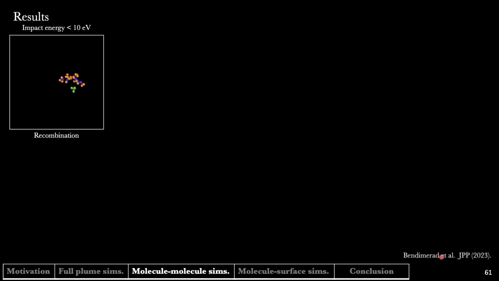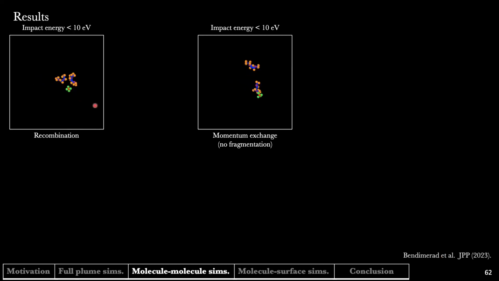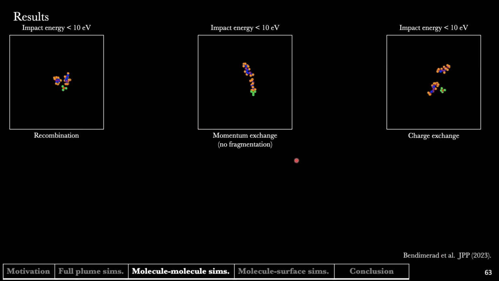And here is what we observe in the simulations. So at small impact energies, we see recombination. So the two molecules stick together. And also we observe momentum exchange. So the two molecules do not stick together, but there is an exchange of momentum. And we also see charge exchange. So the projectile takes the negative ion of the target. So this EMI plus takes the BF4 minus of the other EMI.